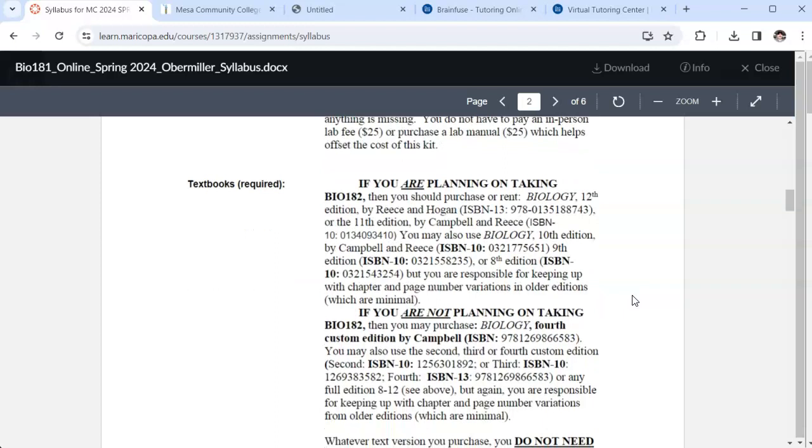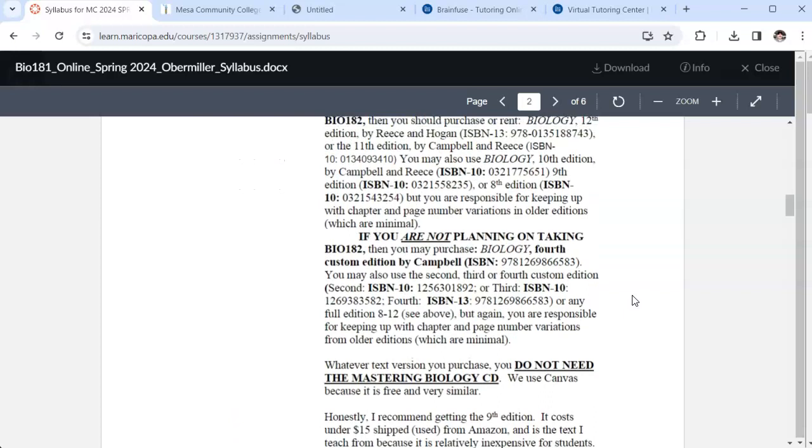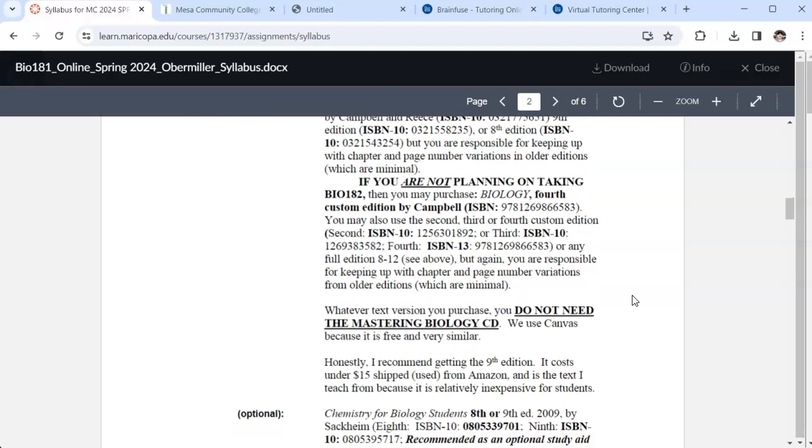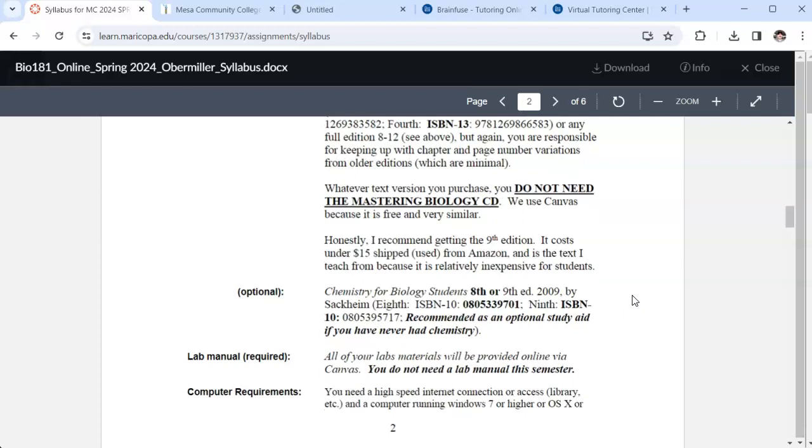If you are planning on taking 182, I'd buy the full text. You can rent the 12th edition, 11th, 10th. I use the 9th just because it's cheaper. I teach out of the 9th. My PowerPoints are for the 9th. The only thing different between the 9th and the 12th is the illustrations, right? So they're nicer illustrations. By law, they have to change 20% of the textbook to call it a new edition, and it's almost always just pictures. So if you are okay with older pictures and you want to save yourself $100, get the 9th edition.